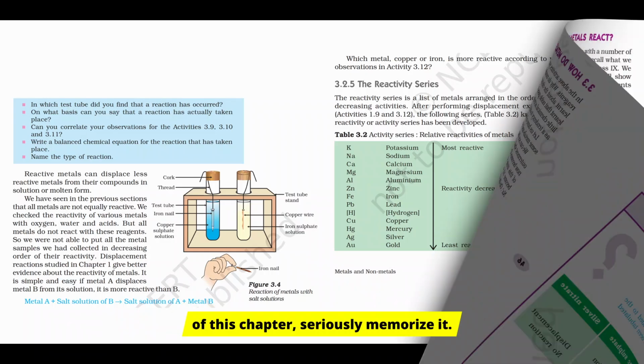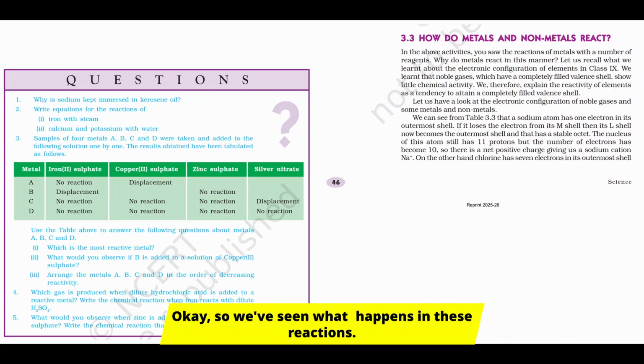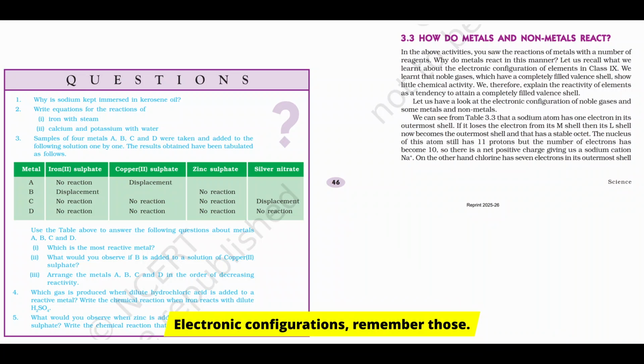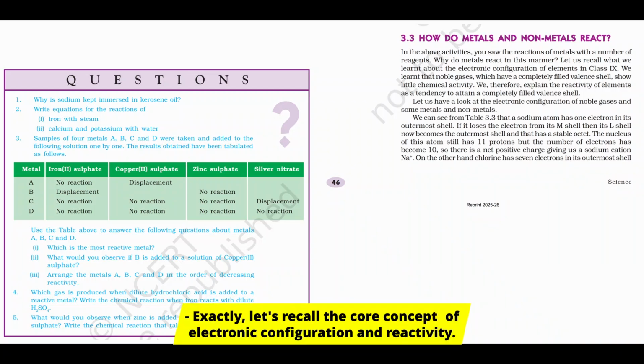Seriously, memorize it. Okay, so we've seen what happens in these reactions, the physical clues, the chemical outcomes, the reactivity patterns. Now let's peel back another layer and understand the deeper why behind these reactions. What fundamentally drives metals and nonmetals to react the way they do? This takes us back to something you studied in Class IX. Electronic configurations, remember those? Yes, the 2, 8, 1 stuff, K, L, M shells. Exactly. Let's recall the core concept of electronic configuration and reactivity.